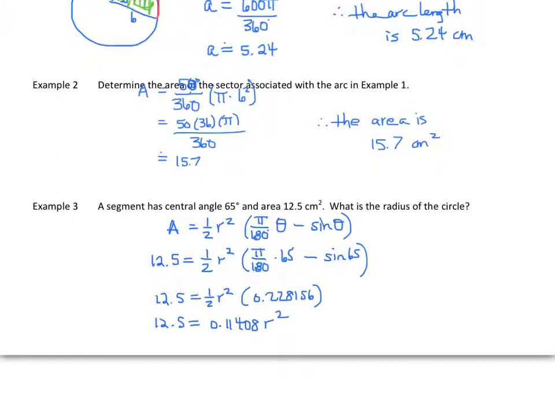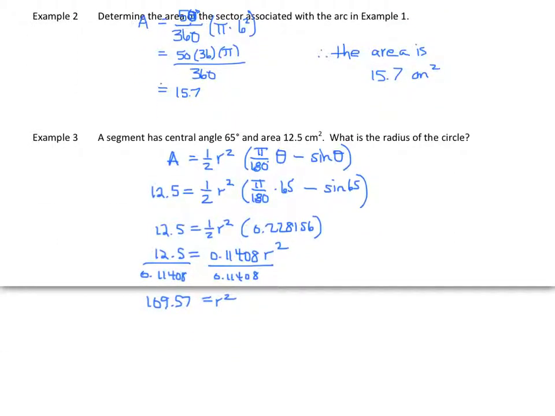Then dividing by 0.11408 on both sides gives you 109.57. That would be your r squared value. Lastly, you'll take the square root of both sides, and so you end up with a radius of approximately 10.5 centimeters.